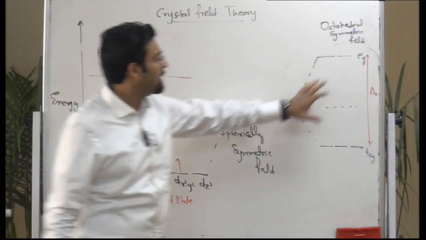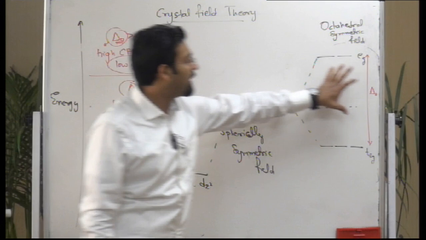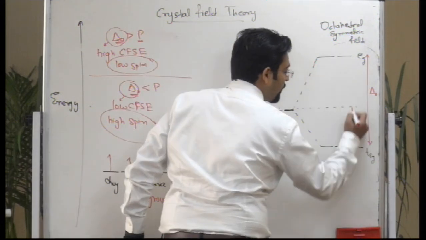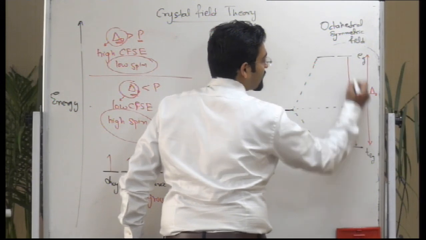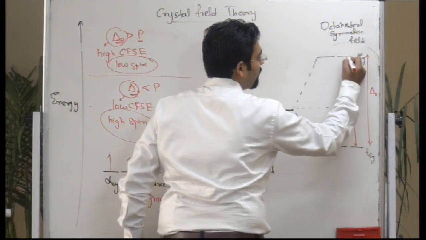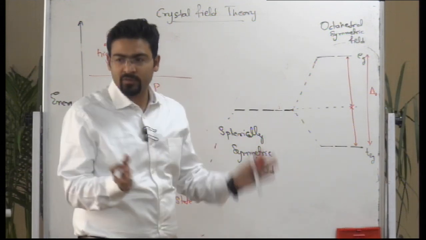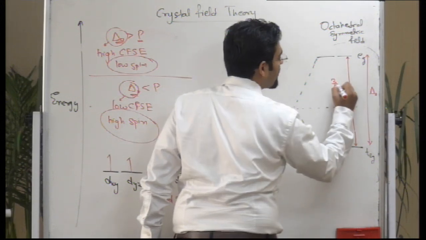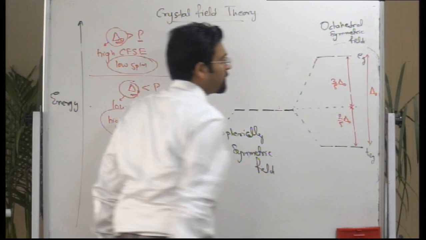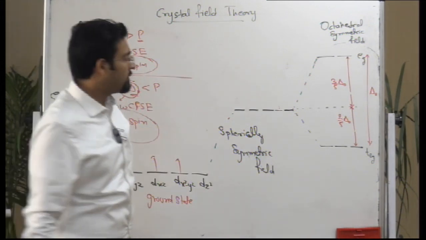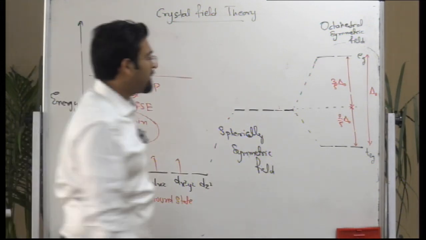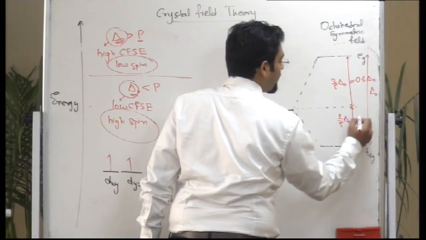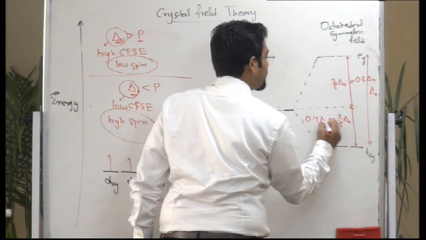Yes, we can. If the total value is delta O, we can divide it into portions of energy which we have observed in all the cases. So whatever the value of CFSE, it will get divided into 2 cases. One is 2 by 5 of delta O, and the other is 3 by 5 of delta O. Or you can say that 3 by 5 means 0.6 times delta O, and this is 0.4 times delta O.